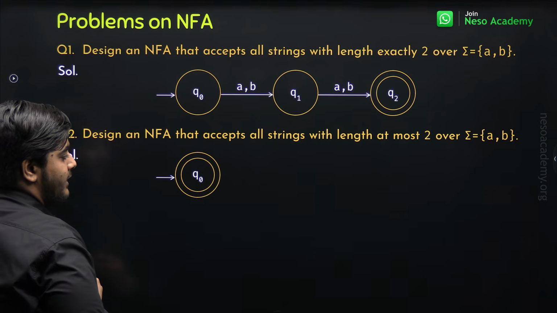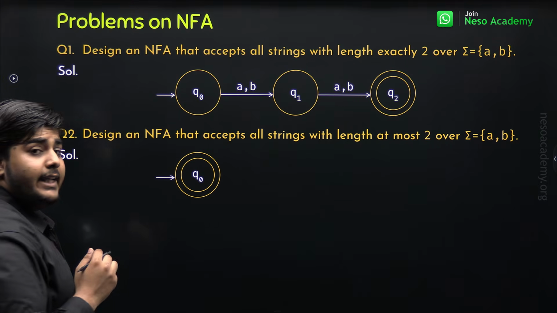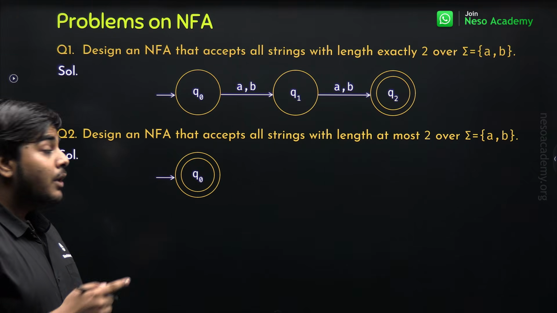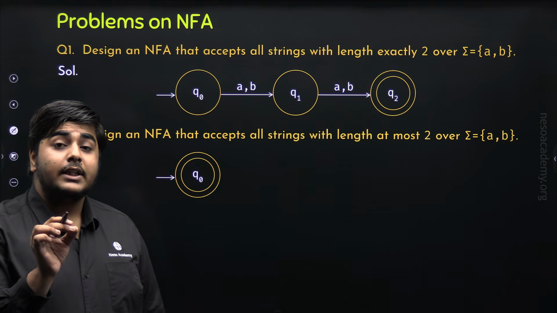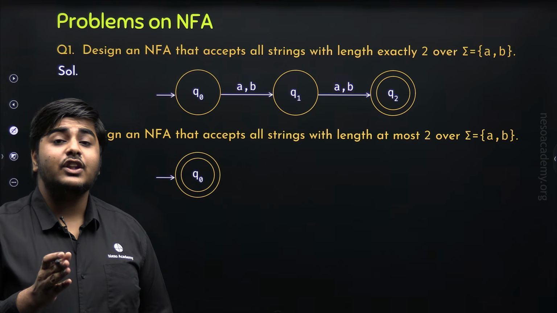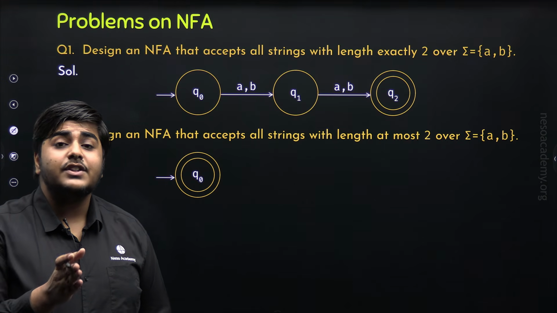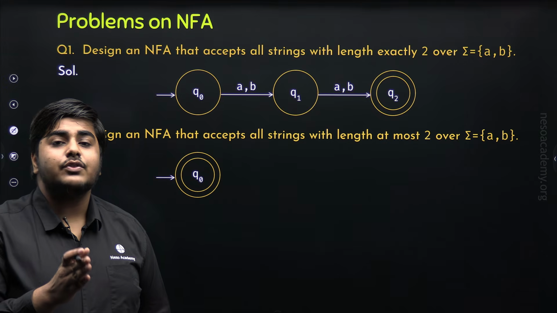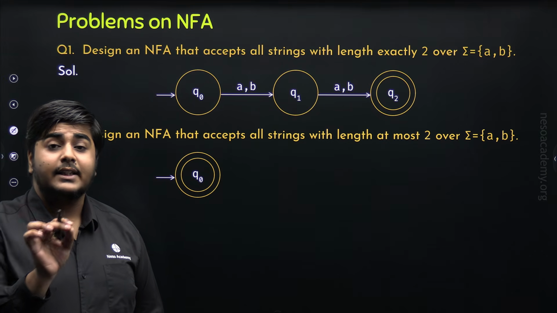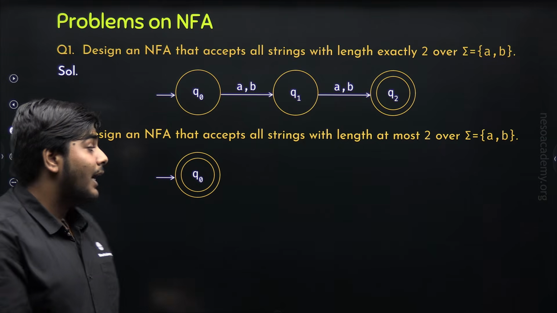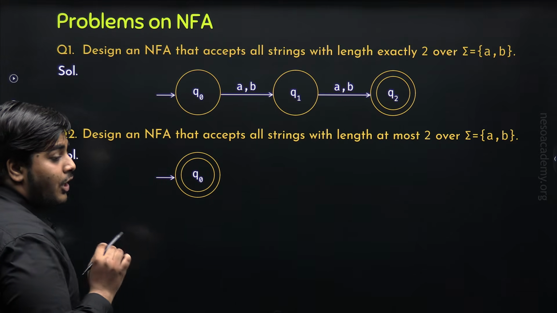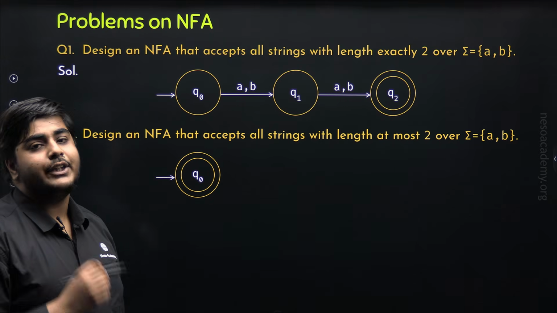First, we will have our initial state, which is q0. And you can see q0 is the final state also. Why? Because as per this question, the length of the string should be at most 2. So the length of the string can be 0, 1, or 2. If the length of the string is 0, that means there is no symbol in the string. And here you can see if there is no symbol in the string, that will also be accepted because 0 is also less than 2.